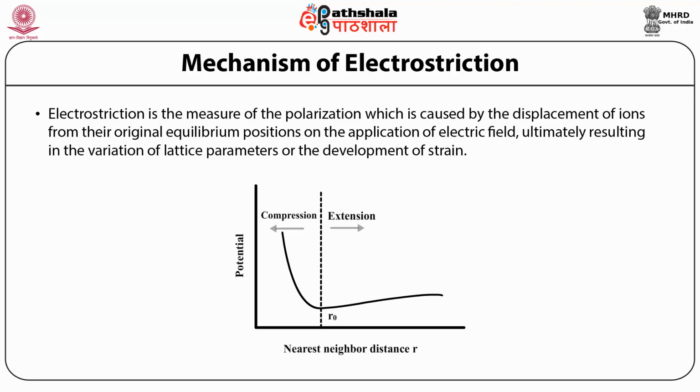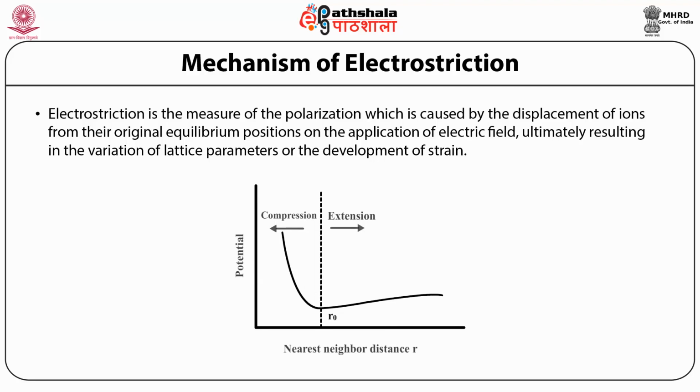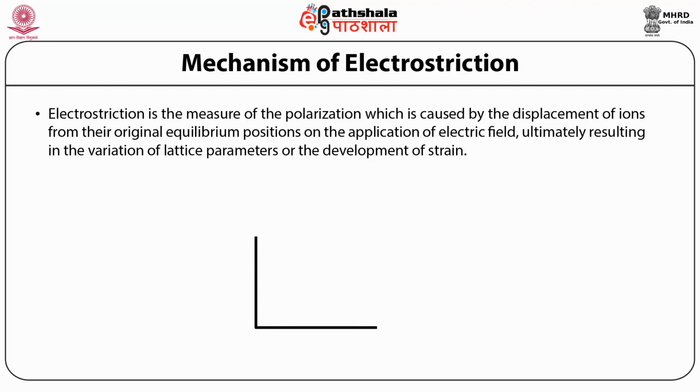The insulating materials lacking ions but having different kinds of atoms show the property of electrostriction owing to the electronegativity difference in the constituent atoms, which induces dipoles within the system.